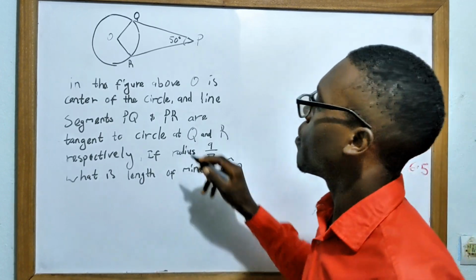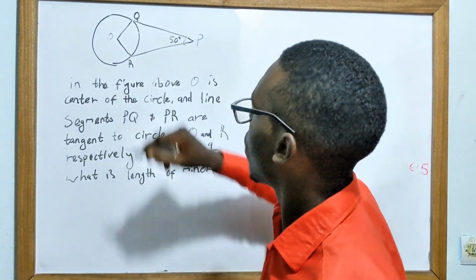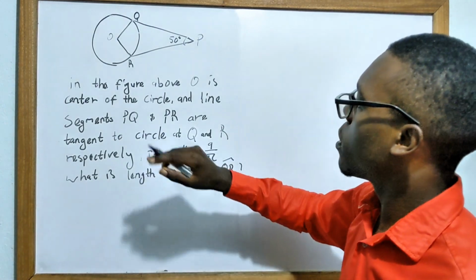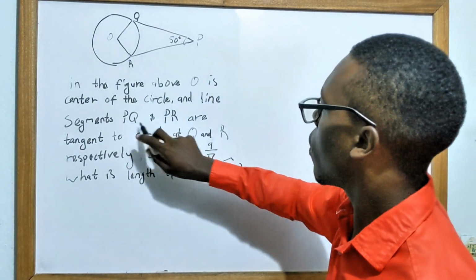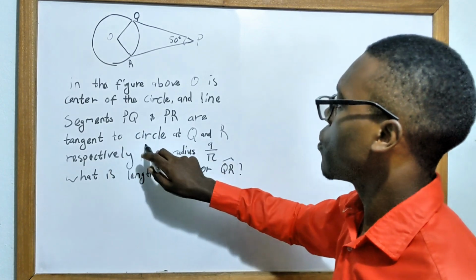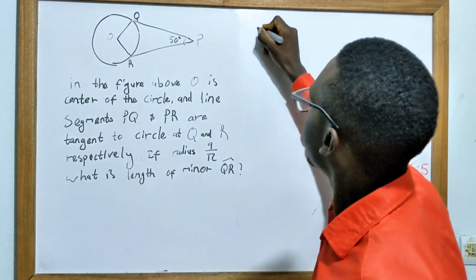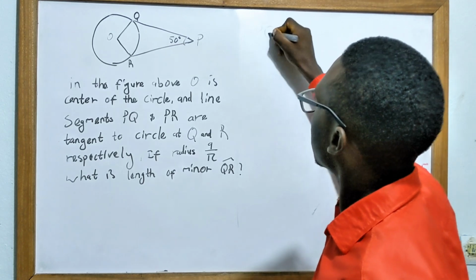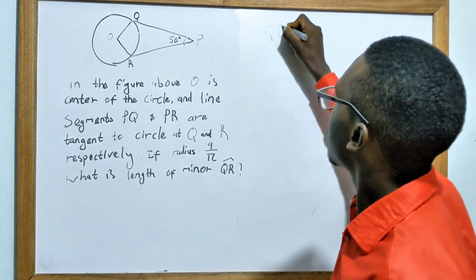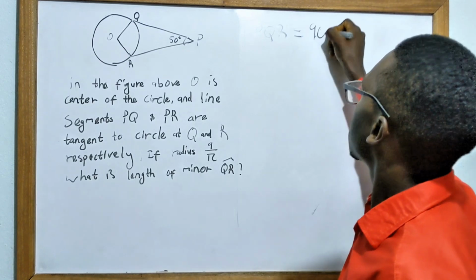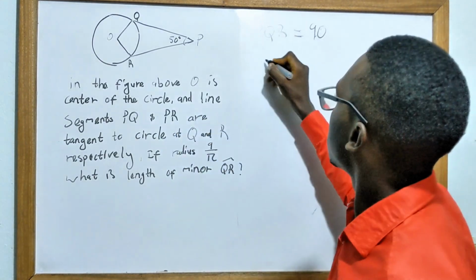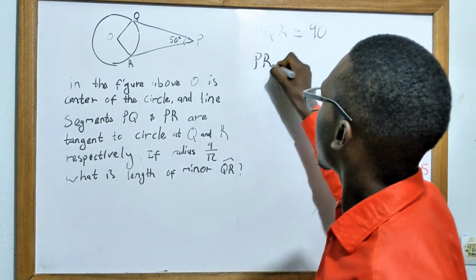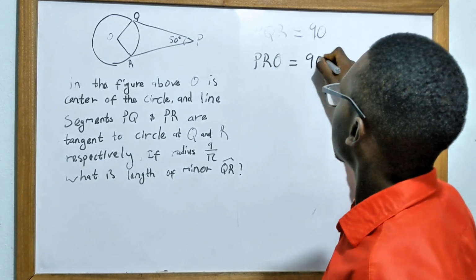Okay, we want to know the length of the minor arc QR. Okay, this is minor arc QR. Let's take a look at it. The first thing we have to know is that since PQ and PR are tangent to the circle, it means the angle between PQ and OQ is equal to 90 degrees, and also the angle between PR and OR is equal to 90 degrees.